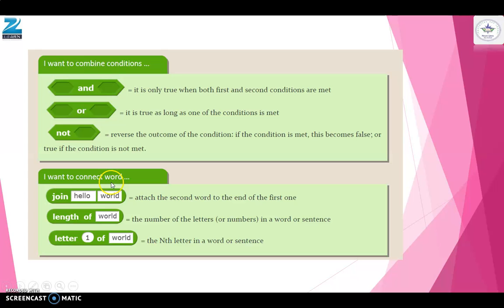Then I want to connect words. In the previous slide we have seen the join operator, length of, letter of word. So the join operator will be used to attach the second word to the end of the first one. Length of returns the number of letters in a word or sentence. Here any word or any sentence you can write, or you can give a variable also. Letter 1 of word, the nth letter. So here in place of 1 you can write any number, and in place of word you can write any sentence or word, or also you can place a variable.